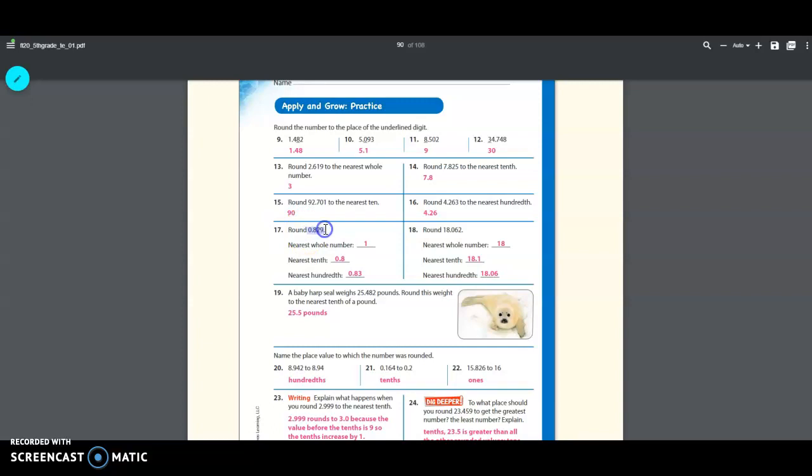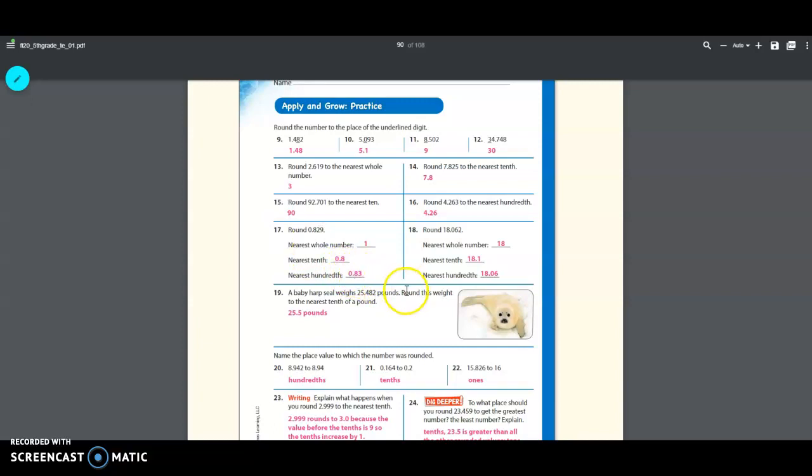If I take this number and round it to the nearest whole number, that means I look to the right. It's higher than 5. It's going to be a whole number of 1. If I were to look at the nearest tenths, I'd look to the right. It's lower than 5, so I keep it the same as 0.8. If I'm going to the hundredths, I'm going to look in the thousandths place. It is higher than 5, so I'm going to be rounding up. My answer is going to become 83 hundredths.